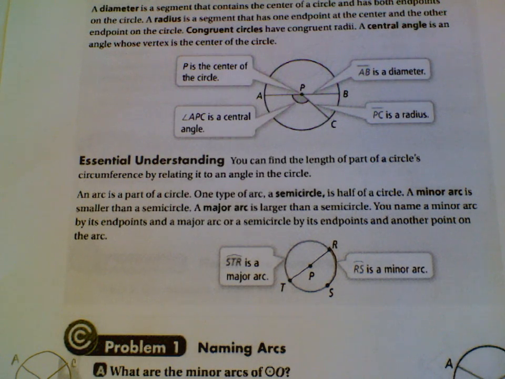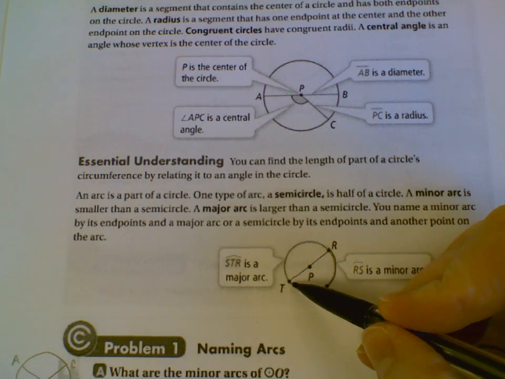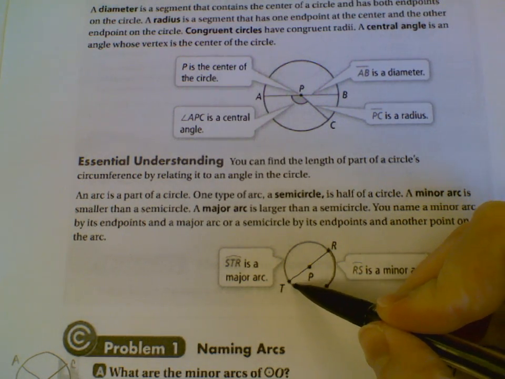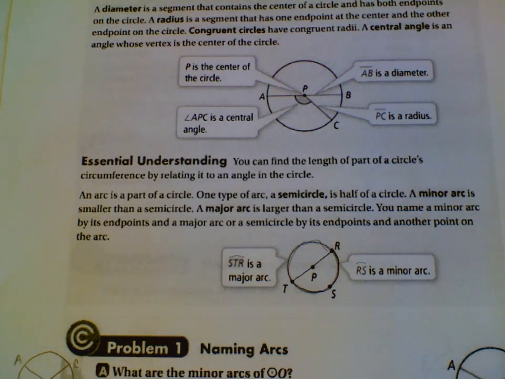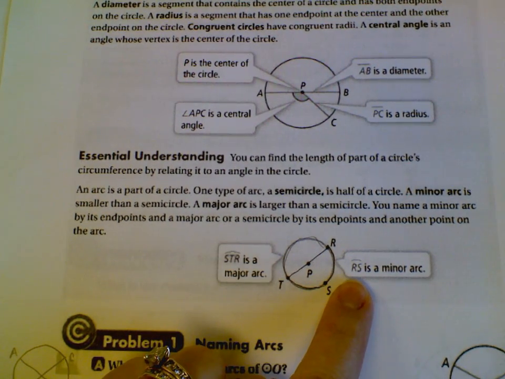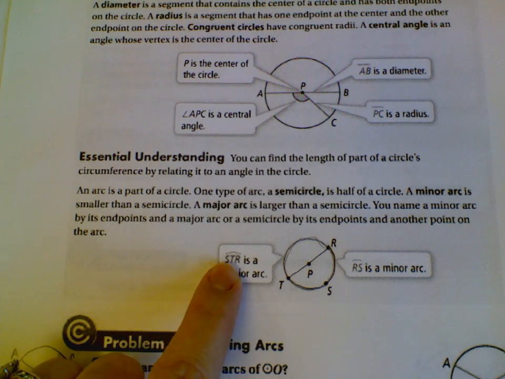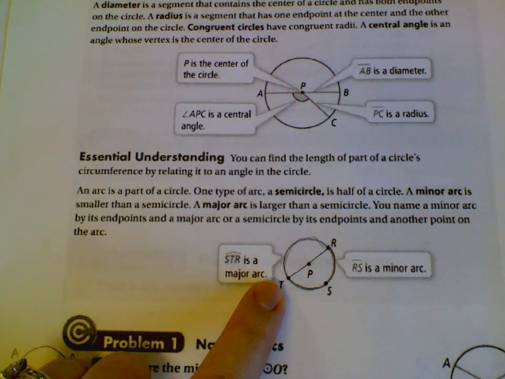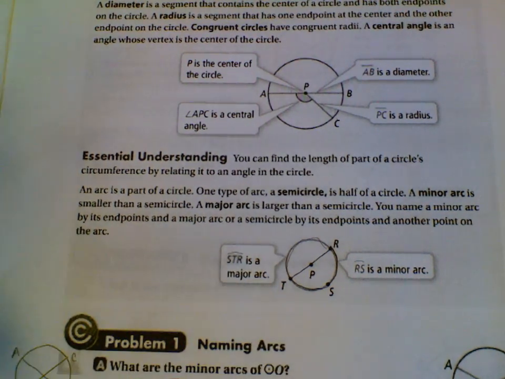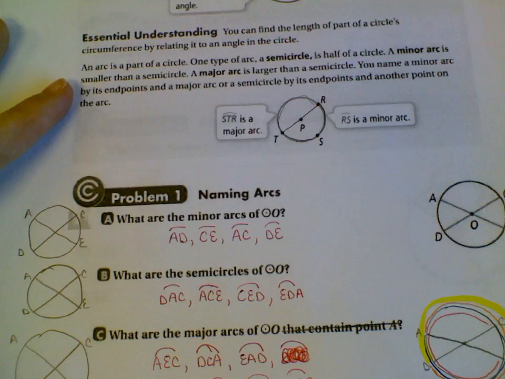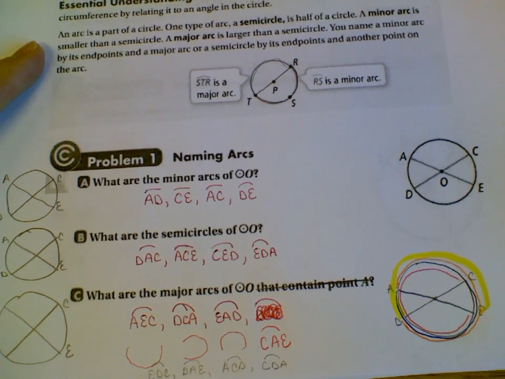A major arc is larger than a semicircle. So that example would be STR. So it has to be more than 180 degrees. So when you're naming these, a minor arc will always have 2 points, and then when you're doing a major arc, you always want to have 3 so that you have that middle part to know where you're going. So major arc has 3, minor arc has 2. Okay, so this first part is you're just going to get used to some of that vocabulary.